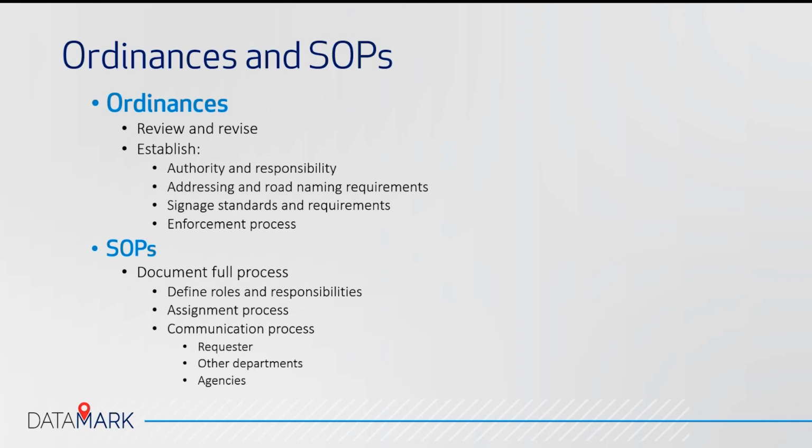Your SOPs. Your SOPs should document the full process of assigning an address. Okay. It should define the roles and responsibilities and what positions and departments are in charge of providing whatever information is needed for your process. It should also detail the assignment process from start to finish. What does that communication pathway look like? If I'm getting a request from a citizen, how do I go through and notify that citizen? Do I send a certified letter? Do I send an email? Do I just print out a letter in my office and hand it to them in person? You need to document all of this stuff. And how does that information get communicated out to other departments or other agencies?